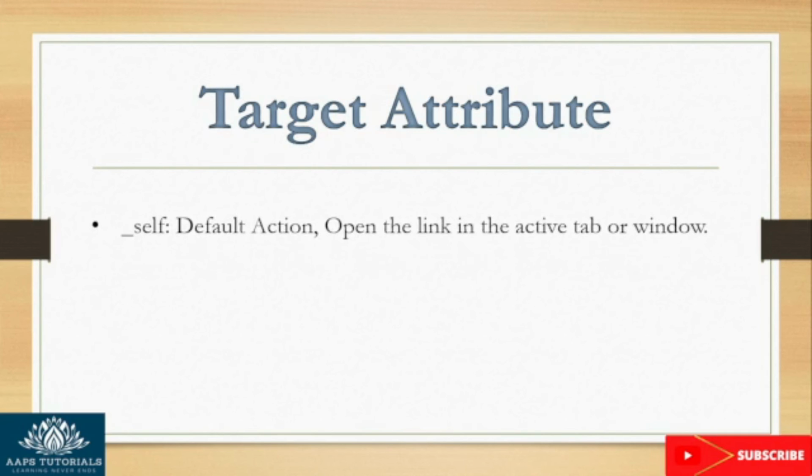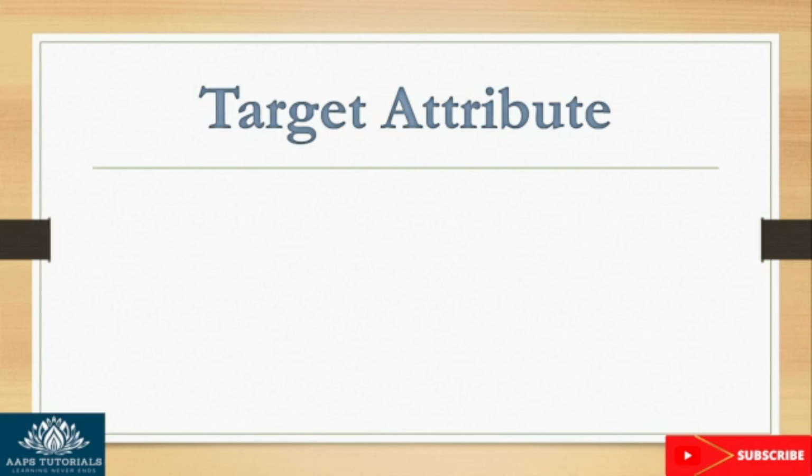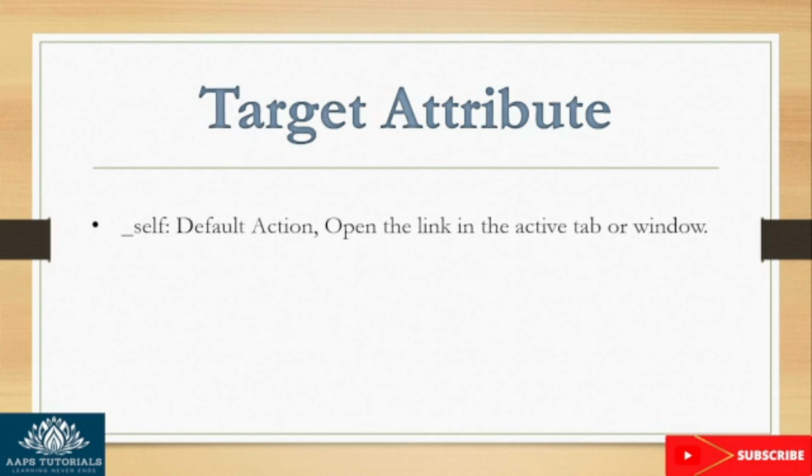The target attribute holds three kinds of values. The first is the underscore self. It is used to open the hypertext file within the same window or tab which is active in your browser. The second value of target attribute is underscore blank. This opens the link in a new tab or window on your browser screen.